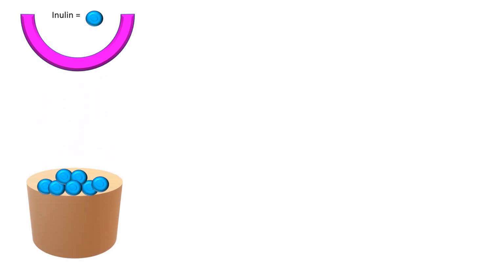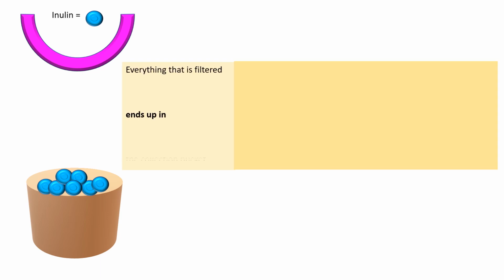Here is our glomerulus. Let's inject inulin into our patient to achieve a good constant plasma inulin concentration. The inulin then goes to the glomeruli for filtration. We then collect the urine and measure how much inulin has been cleared by glomerular filtration and ends up in our urine collection. Our assumption is everything that is filtered by the glomeruli, that is, cleared from the plasma by glomerular filtration, ends up in the urine collection bucket.